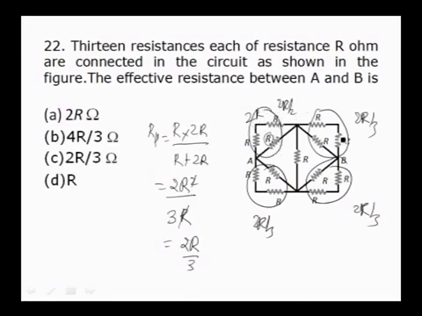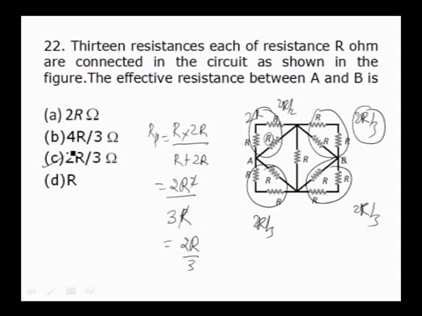See, in all the arms the resistance is the same. Then the equivalent resistance of this combination is equal to any one of the resistances. Okay, that is 2R divided by 3, which is the correct option.